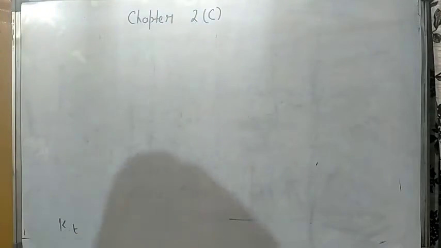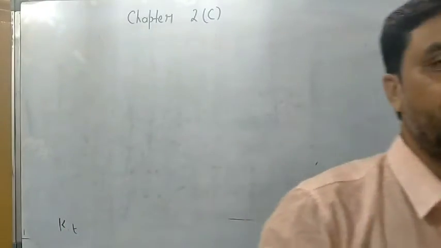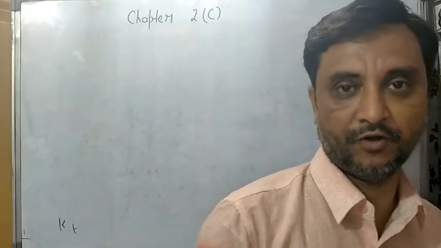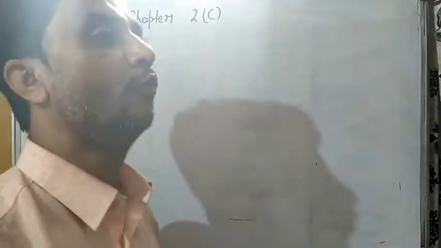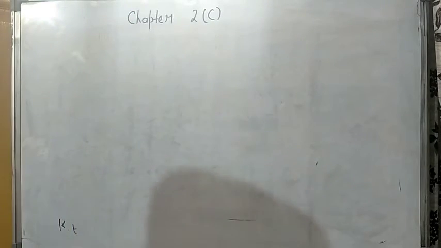For the explanation of these three equations, the derivation of these three equations is not in your syllabus. You have to memorize the three formulas. What are the three formulas and what is the symbol represented in it? I am going to explain all of it.